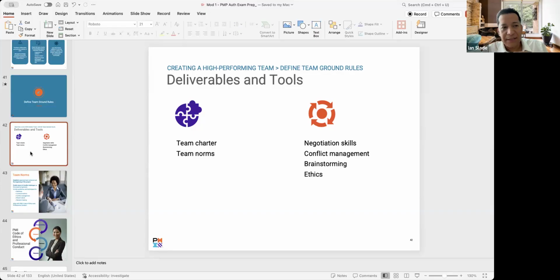So for the test, the team ground rules are to help ensure how we treat each other during the project is respectful, and also everyone has a chance to voice their opinions and their concerns. So in terms of the deliverables, you have a team charter, which has, when you hear the word charter, write down the word high level. So this is a high level document of what to expect, right? In terms of the ground rules.